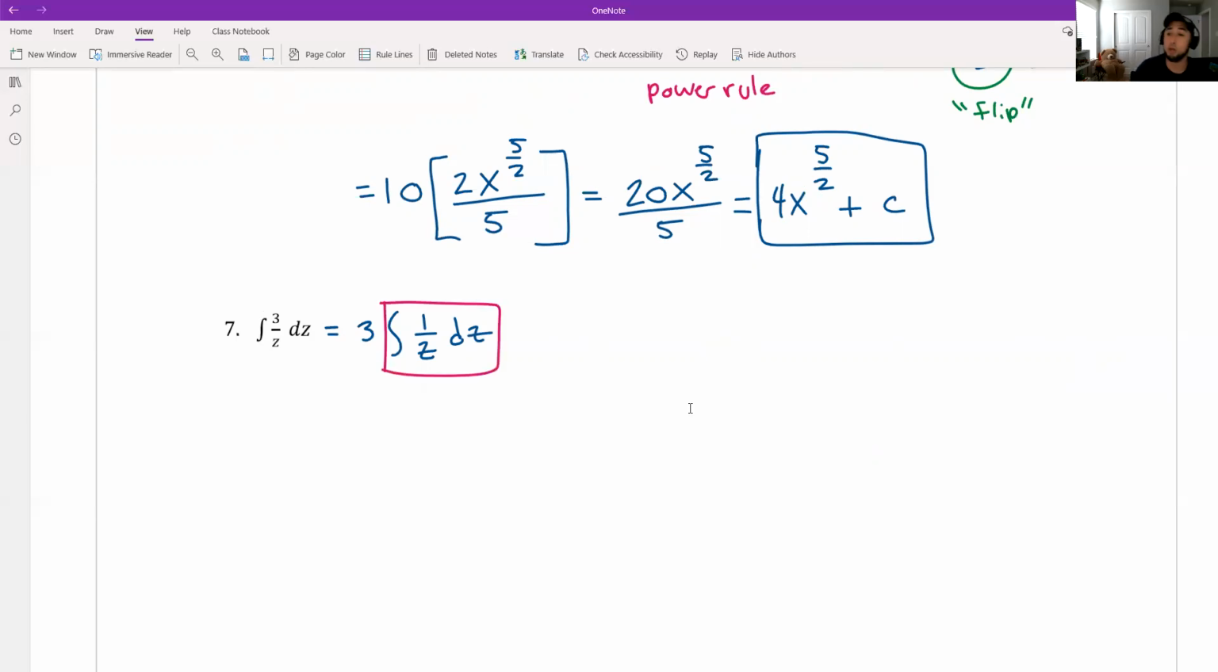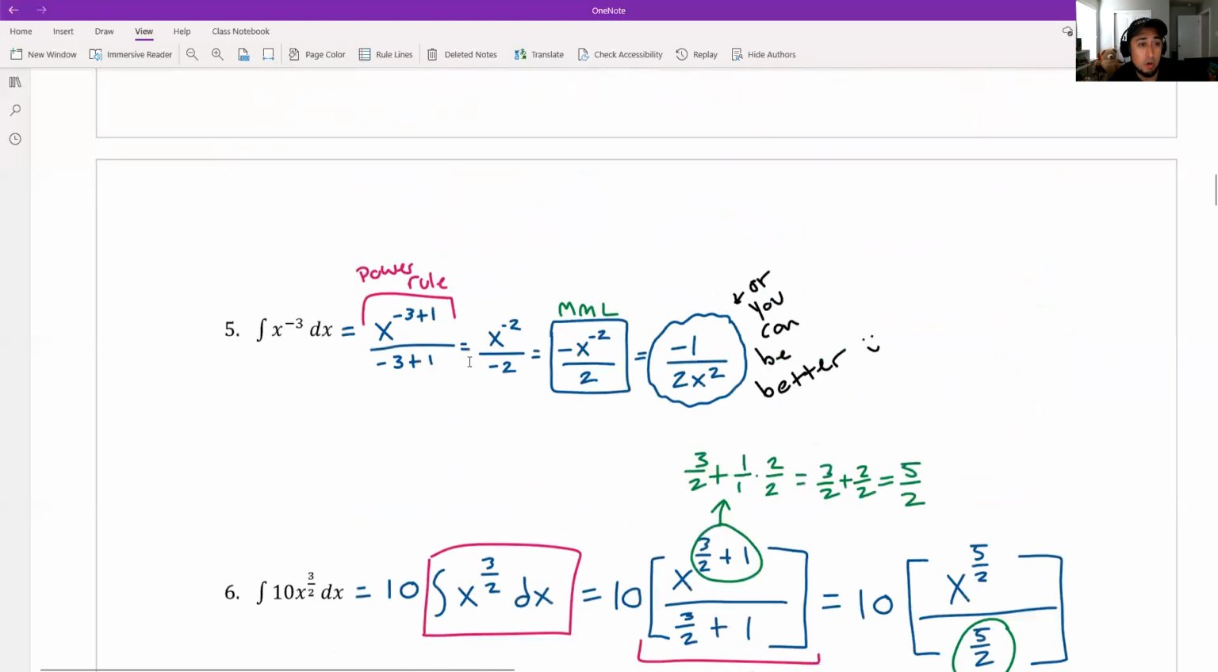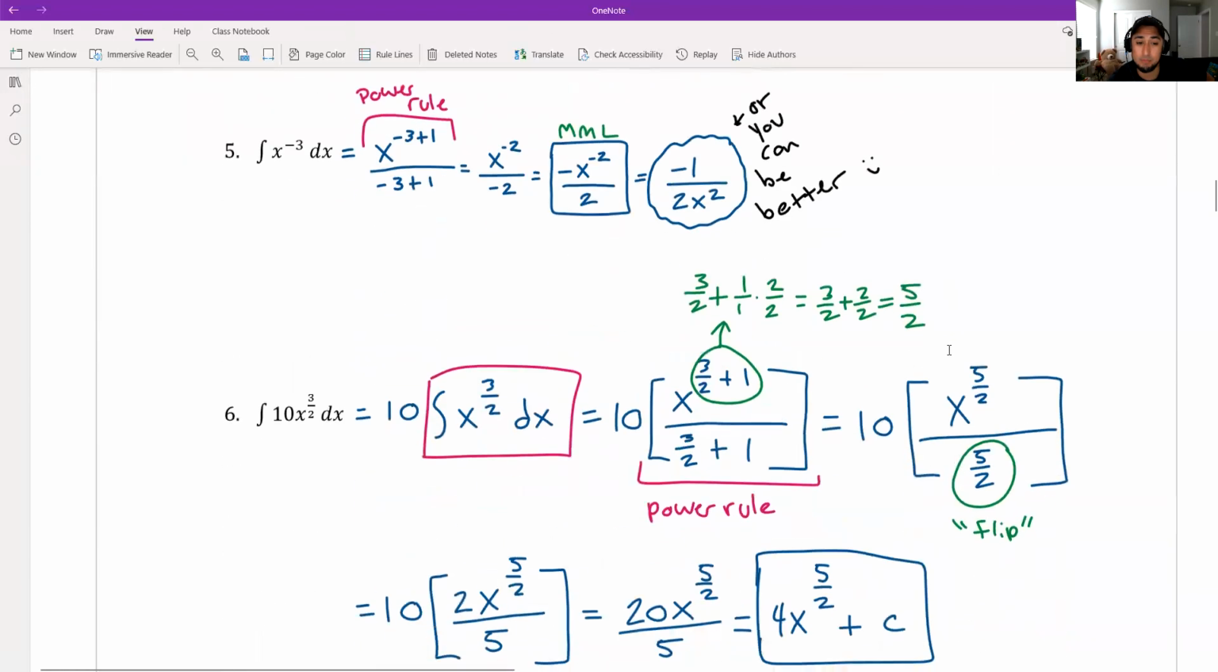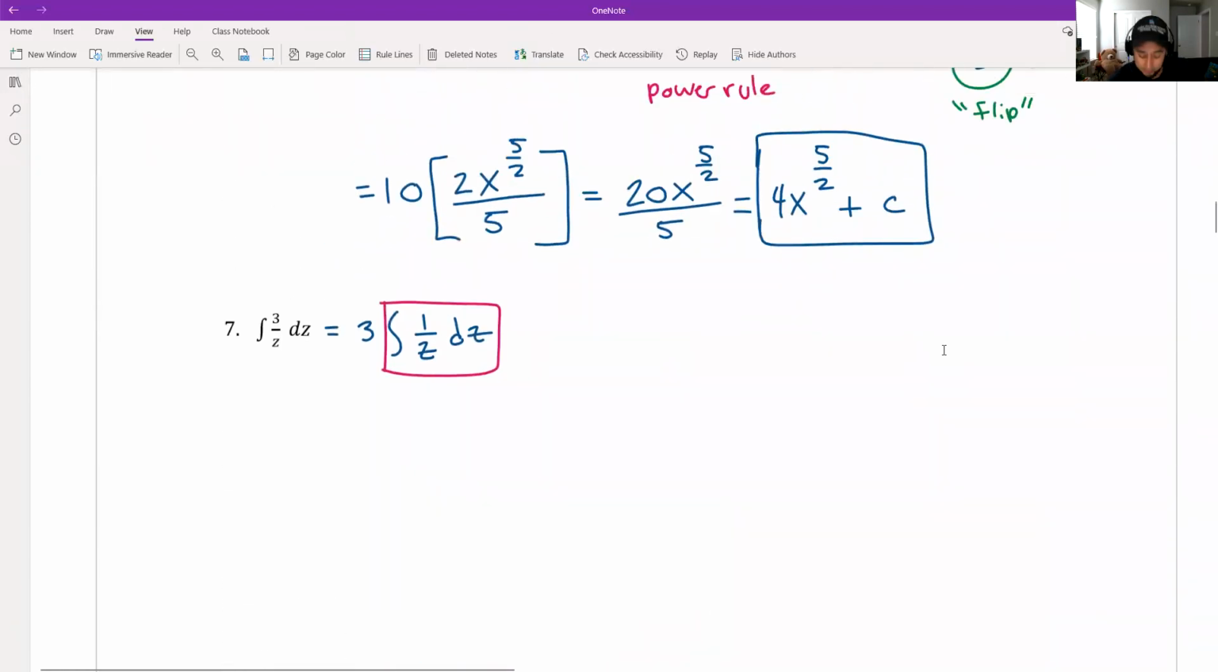And for this one, we're going to use one of the rules. That's going to be rule number 3 right there: the integral of 1 over x dx equals the natural log of the absolute value of x plus c. So that's what we're going to use here. I'll write that rule down. The integral of 1 over x dx is the natural log of the absolute value of x plus c.